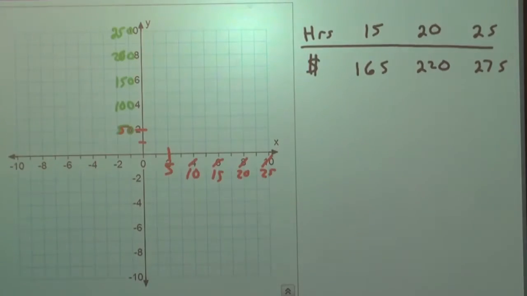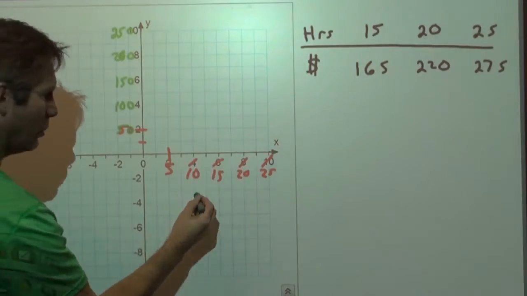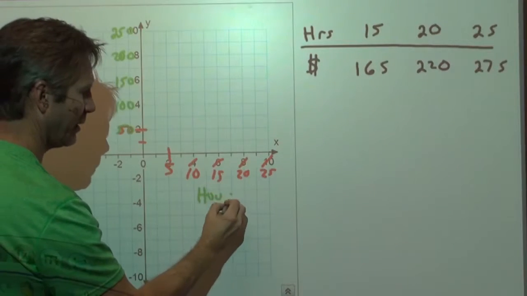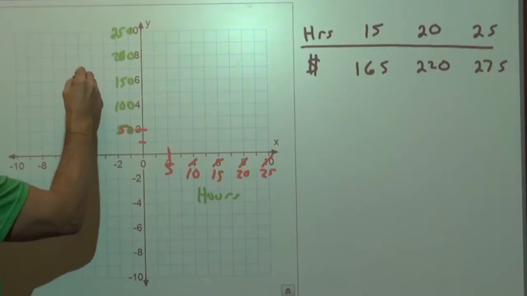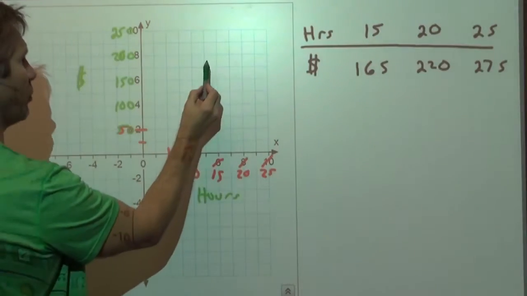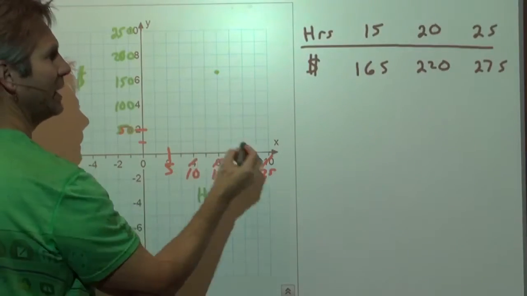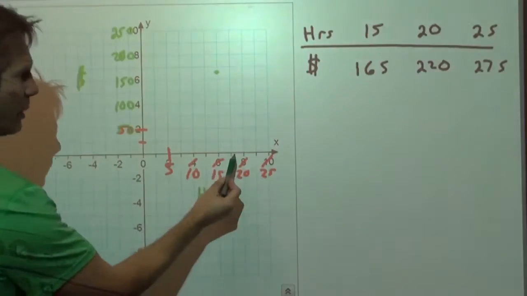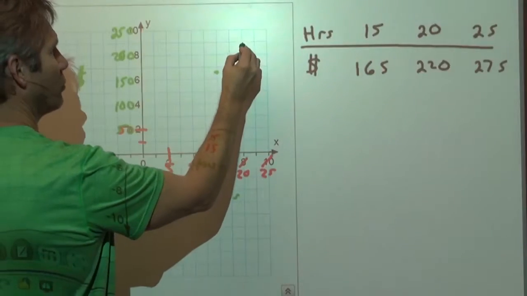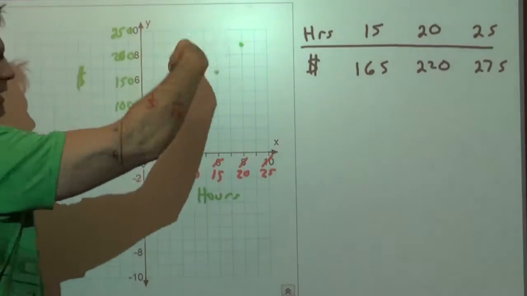And now we can plot these points. We need the point 15 and 165. That's 15 hours. By the way, it's a good idea to label the axes: hours, and this is dollars over here. But we go to 15 and 165. Over 15 up to 165. That would be about maybe right there. And then 20 and 220, so we go 20 and up about 220 is going to be right about there. So that's it. We can start to plot our points and then connect the points and make lines.